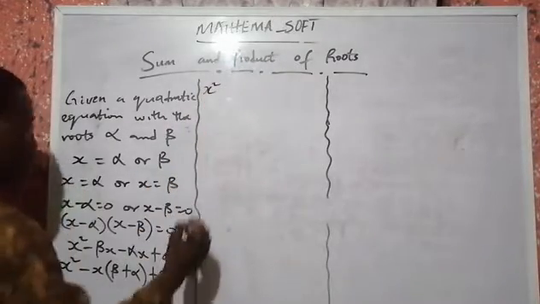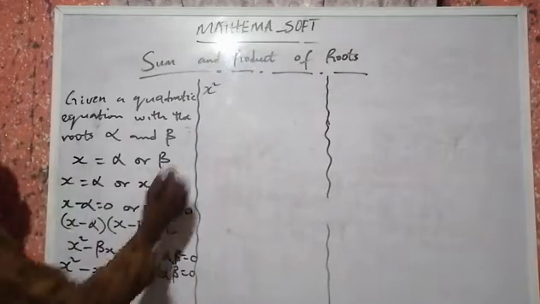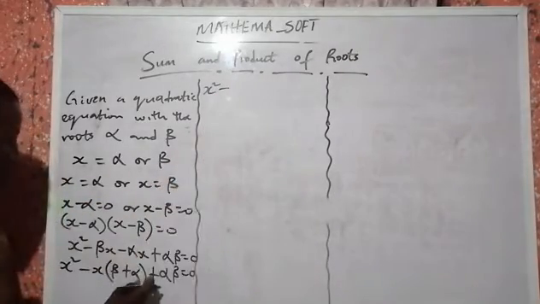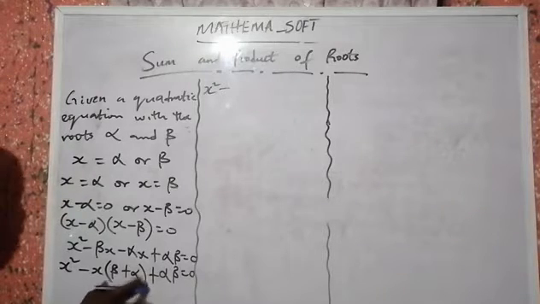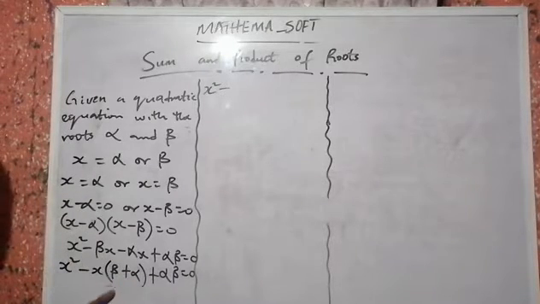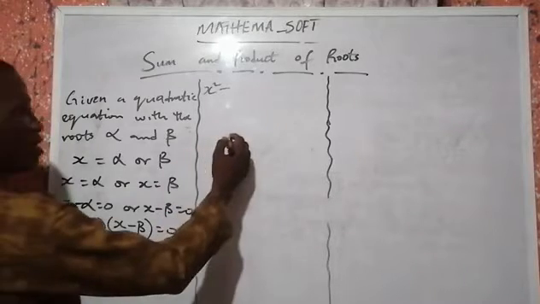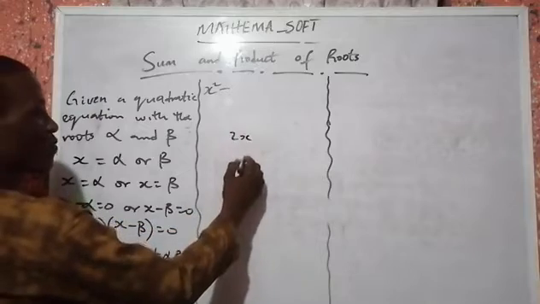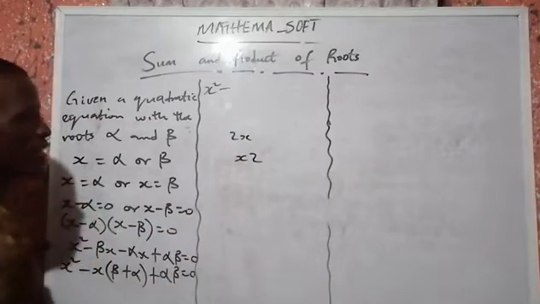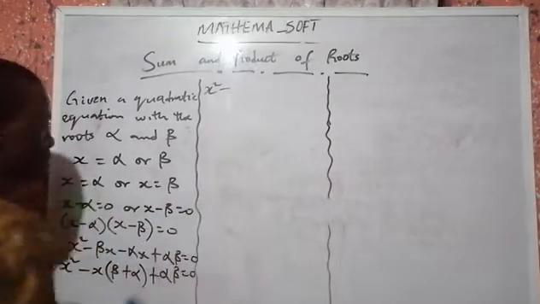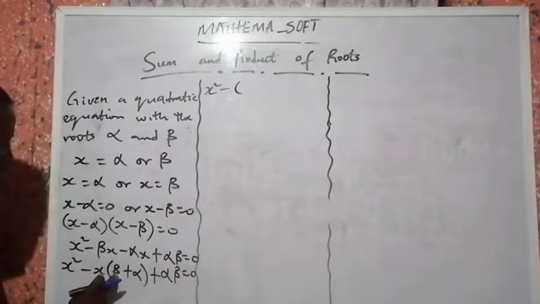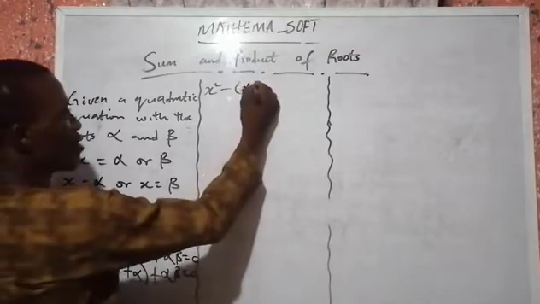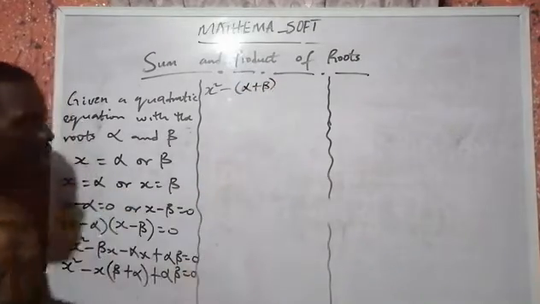x squared. Rather than for me to put my x here, I want my x to be here because it's always good for the coefficient of a variable to be behind the variable. That is, the coefficient should be written first before the variable. It's good for us to write 2x rather than writing x2 in mathematics. So since the x is the variable, let's bring x to the front here. So we have minus, and rather than for me to write beta plus alpha, I can put it as alpha plus beta, which is the same thing.